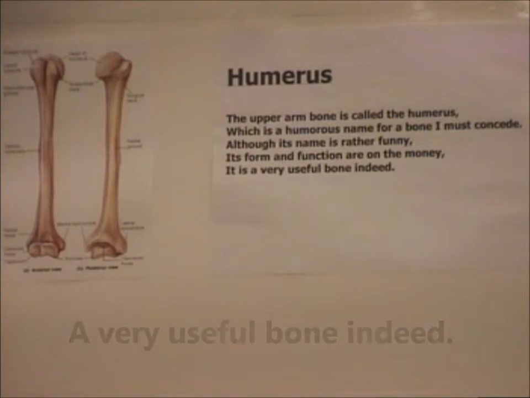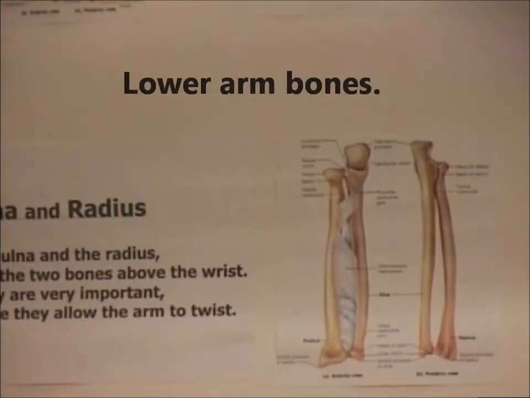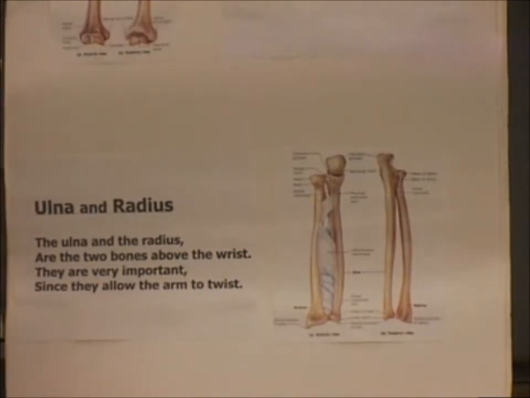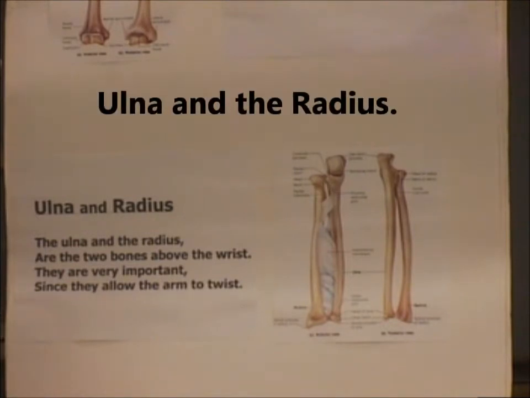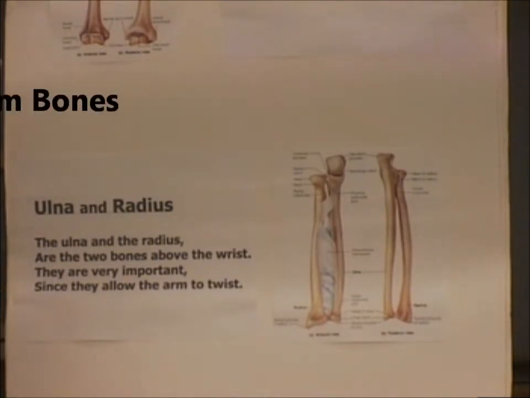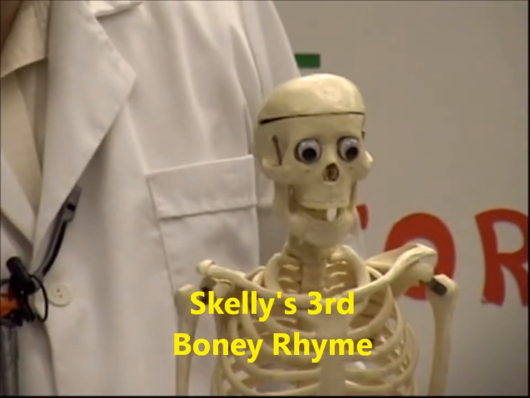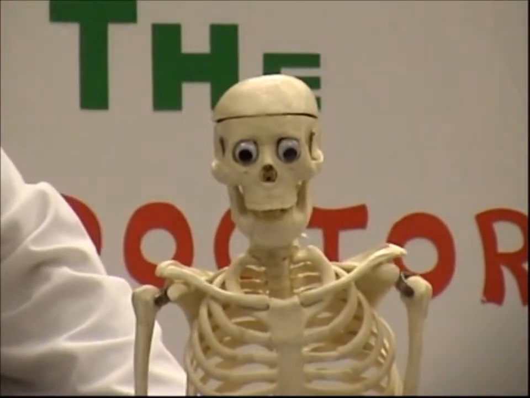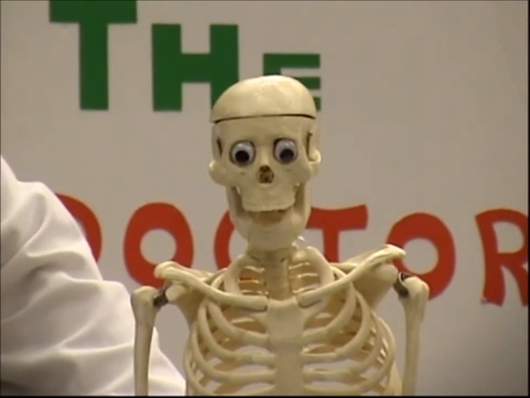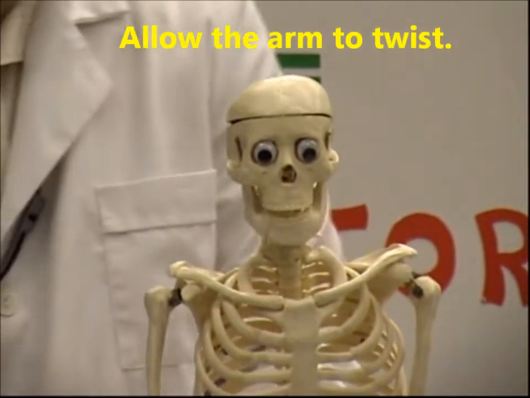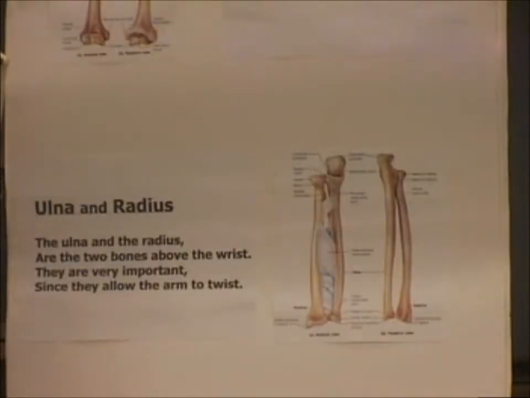All right. If you scroll down, we've got some bones of the lower arm. These are bones that people usually break. Thank goodness you're not breaking the humerus. Usually they break the ulna or the radius, all right? So these are the 2 bones of the lower arm, so the forearm bones. All right. So Skelly, would you like to tell us your rhyme about the ulna and the radius? Sure, Dr. Bones. The ulna and the radius are the 2 bones above the wrist. They are very important since they allow the arm to twist. Yes, so they allow the arm to twist.